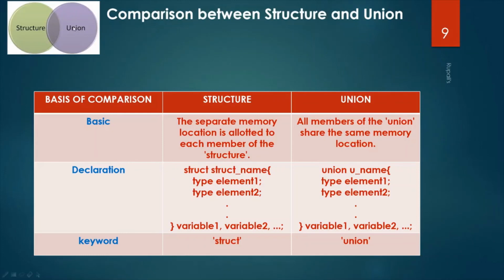Comparison between structure and union. In case of structure, a separate memory location is allotted to each member of the structure. But in case of union, the same memory location is shared among all the members of the union. In case of structure, the declaration is first you write the struct keyword, then the structure name, then the member variable types and member variables, and the variable name, then semicolon. In case of union, the declaration is the same, but in place of the struct keyword, you write union. So here the keyword is struct and here the keyword is union.